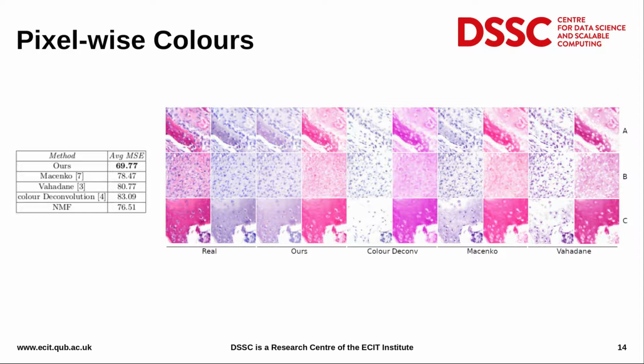We can see in the table on the left that according to this measure, our approach was able to beat all other comparative methods. In the figure on the right-hand side, it becomes visually clear that our method achieves the most similar representation of hematoxylin only.